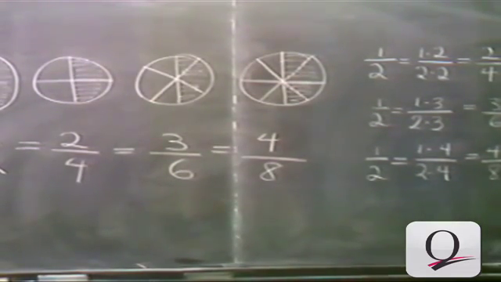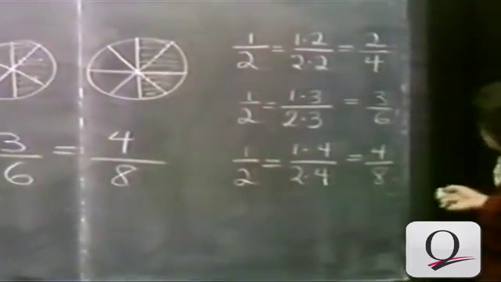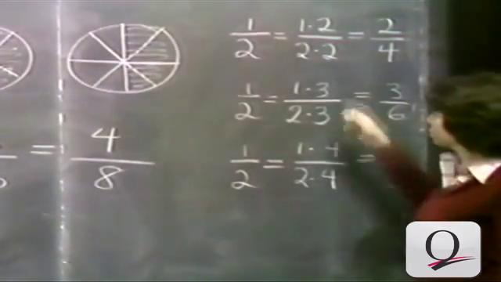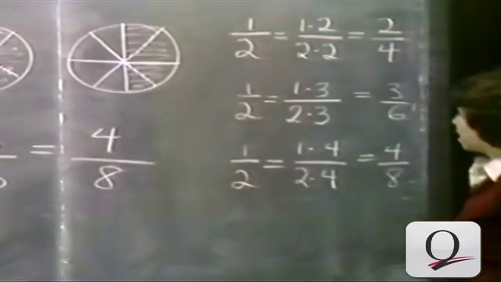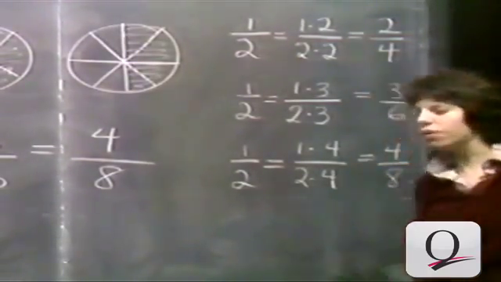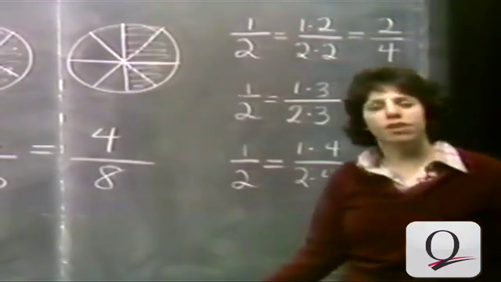Okay, from this it certainly seems that a fraction's value is unchanged if we multiply the top and the bottom by the same non-zero number. And in fact, this is always going to be true, and I'm going to write this down for you. This is the fundamental principle of fractions.